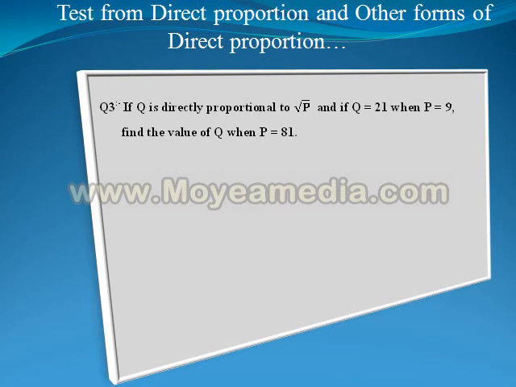And question number 3 is between two variables that are directly proportional, P and Q. And the complete pair is there, 21 and 9. Use that to find the value of k, and then find the value of Q when P is 81.